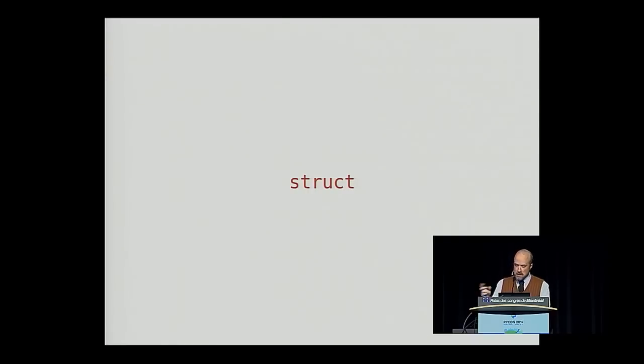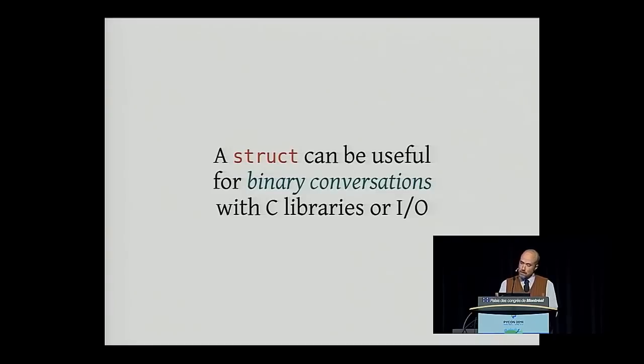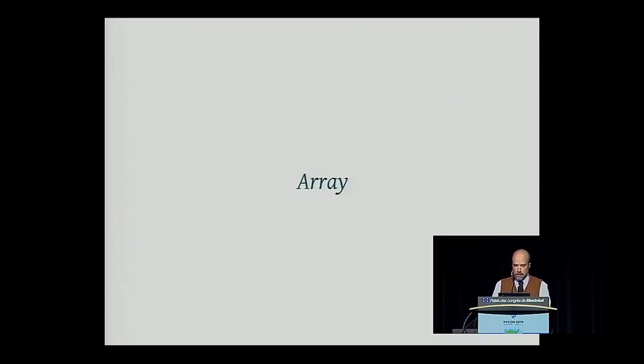This is used to create a data structure at the C level that is also exposed by Python called struct, and this is the name of the module you can import. It lets you use a little formatting string, IIF in this case, for integer, integer, float, to describe the structure that you want to build, and it actually builds exactly that C structure in memory and lets you get those three objects, 2, 9, and 20 in this case, rebuilt later. A struct can be very useful for having a binary conversation with a C library or doing I/O where packets require a certain layout. But it's typically only for very low-level operations.